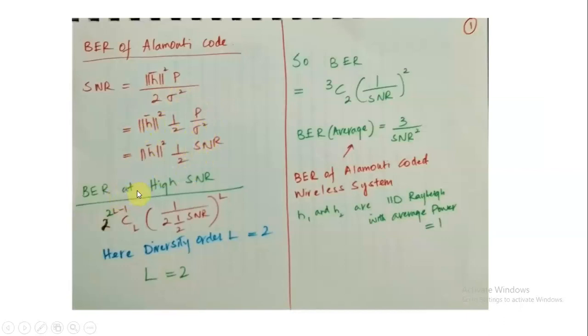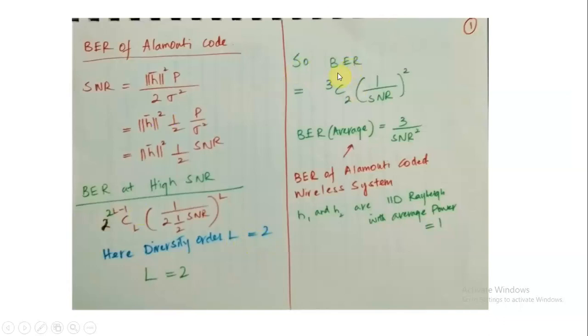So what is the BER at higher SNR for Alamouti code? We have a generic formula for the BER in which we can put C, L and 2L minus 1, because we have the diversity order of 2 here. So L is equal to 2. We put this value of 2 here, and here we put half of the SNR, multiplied by 2. At the end of the day this whole term would be 1 over SNR to the power L. So L is 2 here.